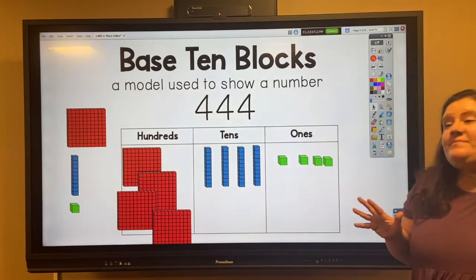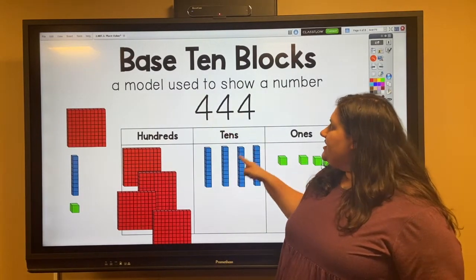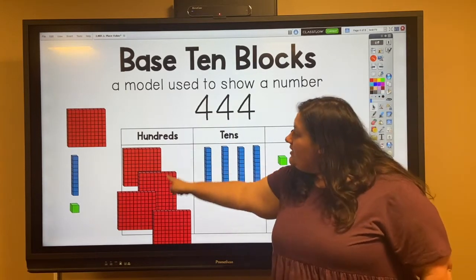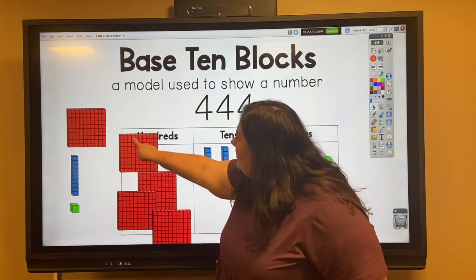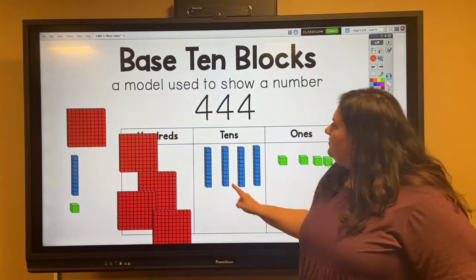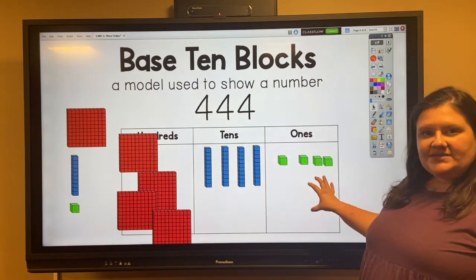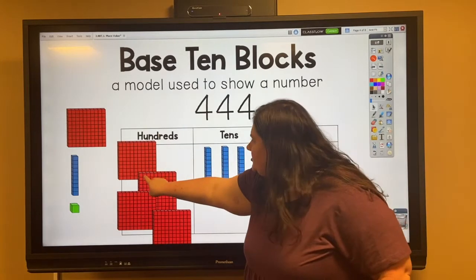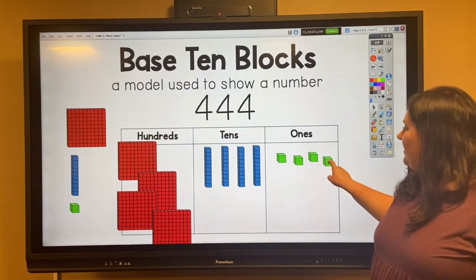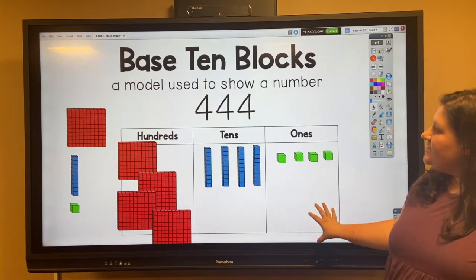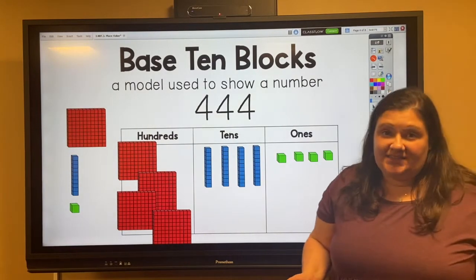And what I love about base 10 blocks is it shows you that even though we have the same digit in every place value, the 4 in the hundreds place is worth a lot more because you see a lot more of these 1 bits. We can tell that the 4 tens is worth a little bit more than the ones, but it's not worth as much as the hundreds. And then same for the ones. We can tell that the 4 ones are not worth as much as the tens or the hundreds because there's not as many.